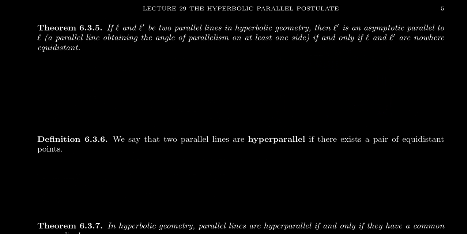Well, in the latter case, when you have no equidistant points, by Dedekind's axiom, we actually get the usual intermediate value theorem from calculus. And this is going to imply that the intermediate value theorem applies to the distance between the parallel lines. Thus, two parallel lines are going to be nowhere equidistant if and only if the distance between the lines is monotonic. That is, the distance is monotonically increasing or decreasing, depending on how you order the lines.